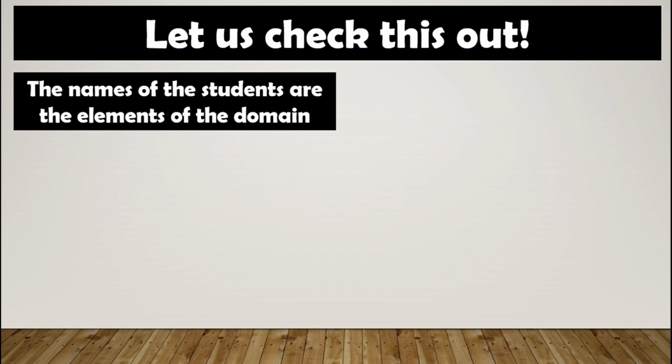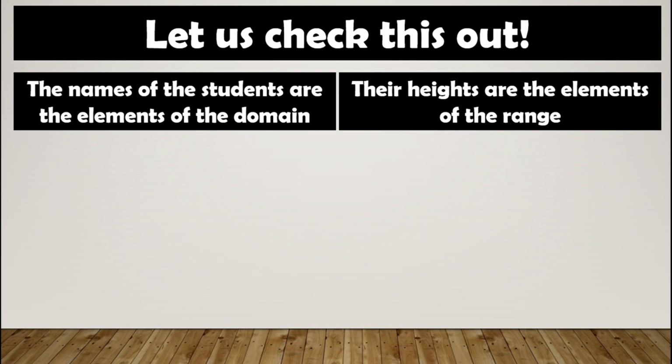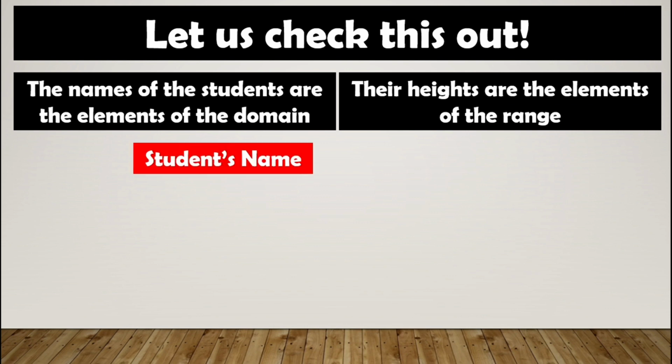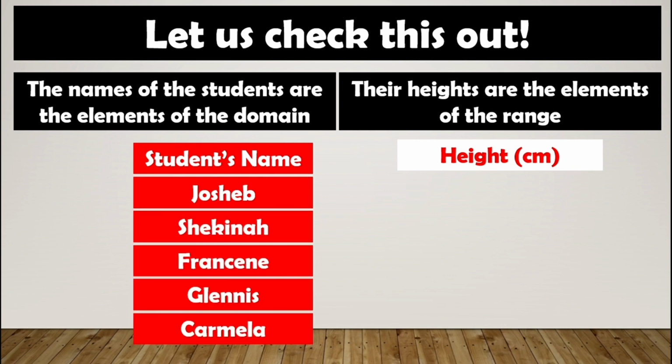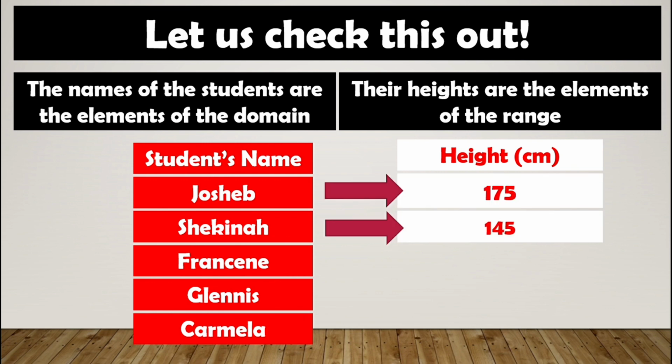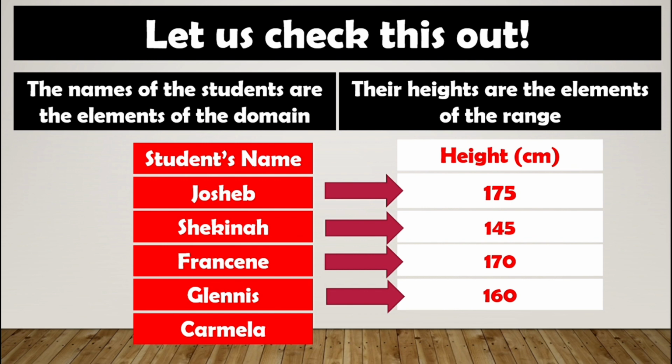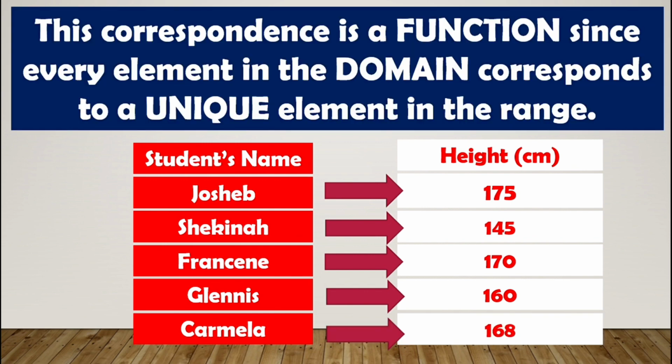I'll be providing the names of the students that is considered elements of the domain and their corresponding heights as the elements of the range. So we have the student's name with their height. So Josheb, Shekinah, Francine, Glines, and Carmela. Josheb's height is 175 centimeters. Shekinah's height is 145 centimeters. Francine's height is 170. And Glines' height is 160. And Carmela's height is 168. This correspondence is considered as a function, since every element in the domain corresponds to a unique element in the range.